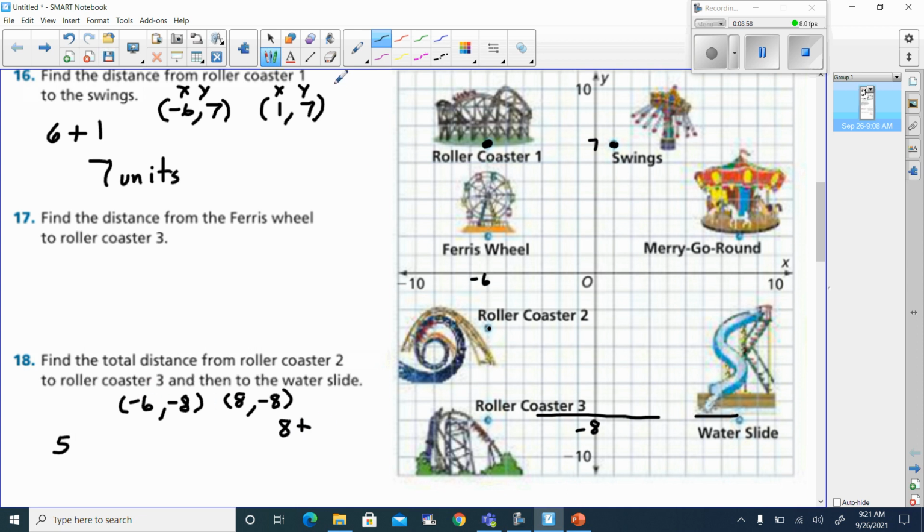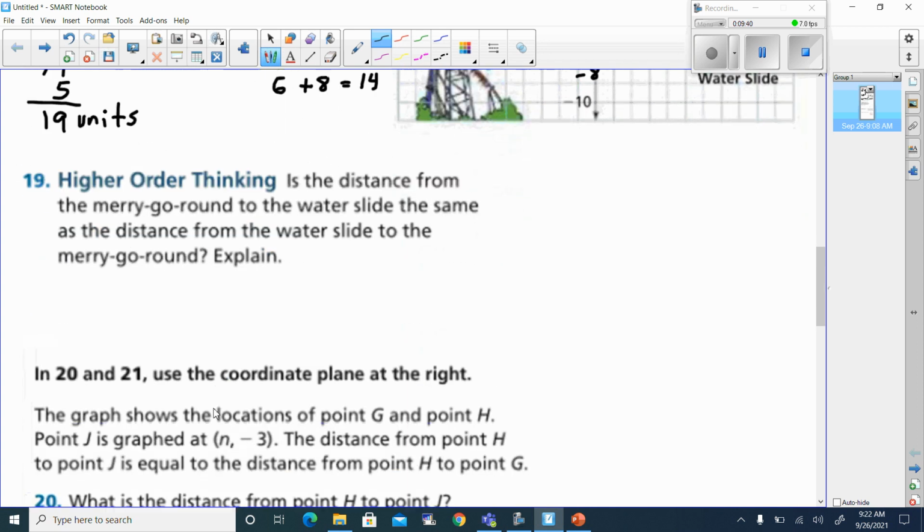I'm sorry, that was not. We have the same y coordinate, so we're going to be using the x coordinate. So this would be 6. The absolute value of -6 is 6. The absolute value of 8 is 8. And 6 plus 8 equals 14. So now we have to add 14 to the distance that there was between the roller coaster 2 and 3. So that's going to give us 19. So 19 units it would take to get from roller coaster 2 to roller coaster 3 and then over to the water slide. All right, let's go to number 20.